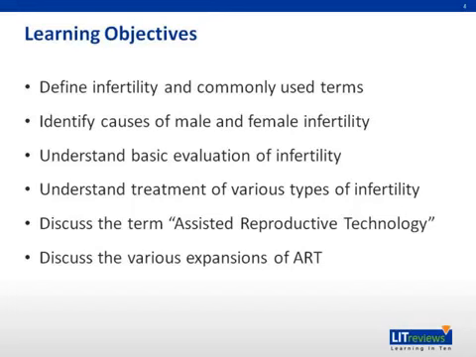The next term is fecundability. Fecundability is the probability of achieving a pregnancy in one single menstrual cycle. That is all based on regular cycles every 28 to 35 days. For the average couple, fecundability is about 22%.